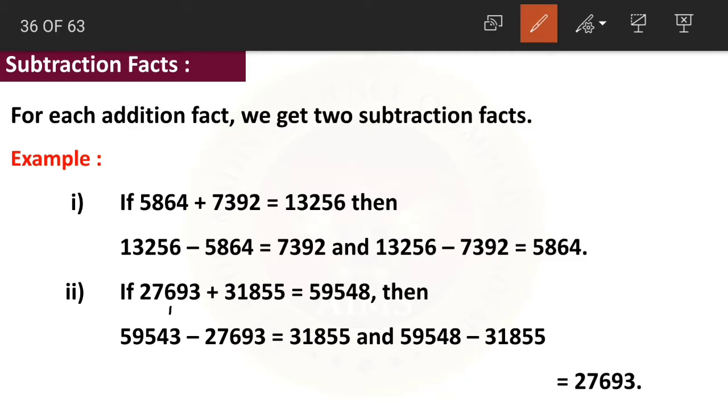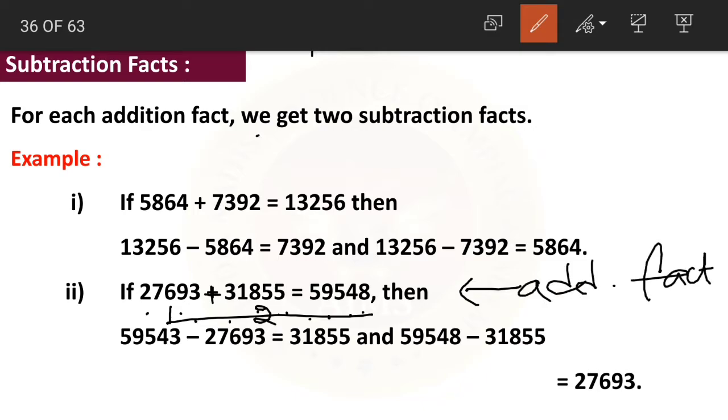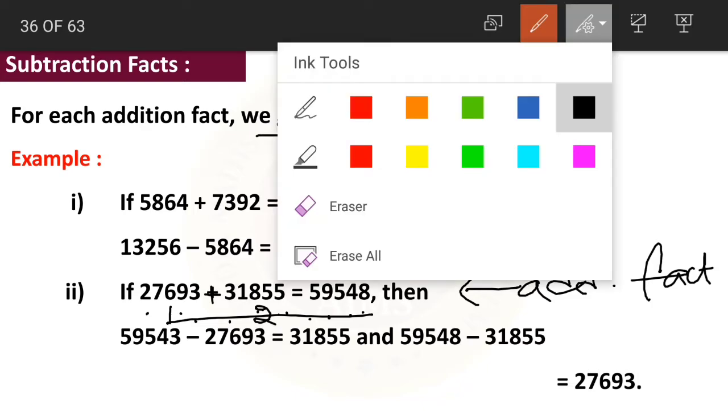Now see, this is addend 1 and addend 2. 27,693 plus 31,855 is equal to 59,548. What is this? This is addition. So this will become our addition fact. Now what should we do? We should get two subtraction facts. Yes.